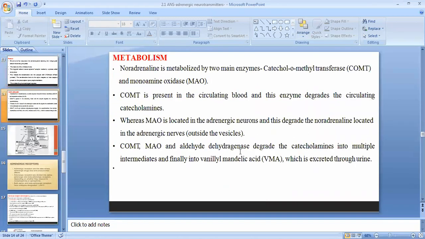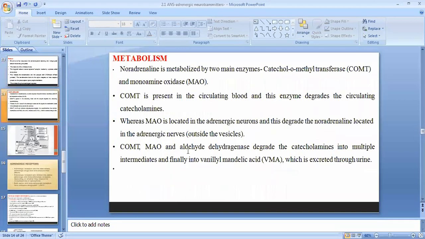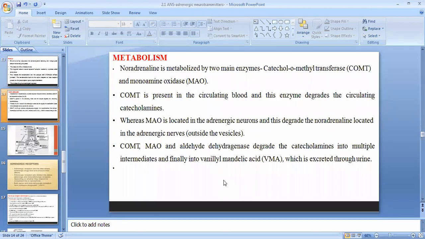So when calcium ions enter the nerve, they are going to trigger the rupture of synaptic vesicles by the process called exocytosis, and this releases noradrenaline into the synaptic cleft. This released noradrenaline binds to the alpha receptors or beta receptors, which are present on the presynaptic or postsynaptic membrane, which will initiate the pharmacological response. So we'll see this diagram in detail.